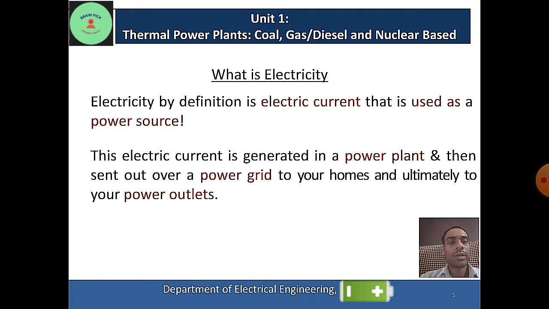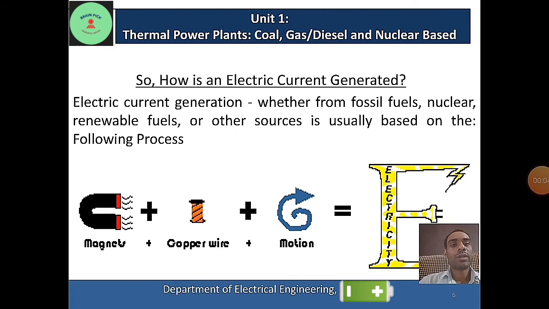Now, the electrical power is generated at a building or station that is called a power station or power plant. So there are various types of power stations based on the fuel used. If we are using coal for the generation of electricity, then it is called a thermal power plant or coal based power plant. So how is electric power generated?